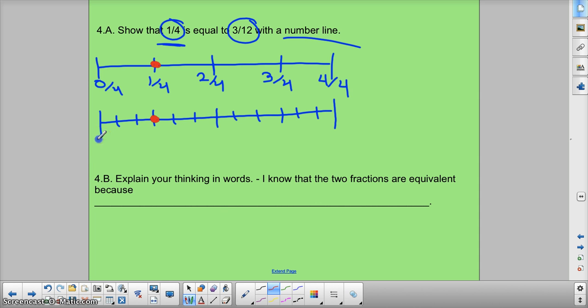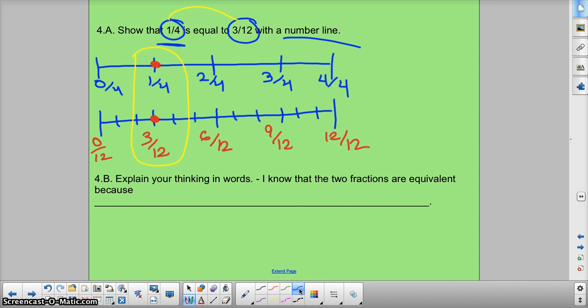So let's do 0/12, 1/12, 2/12, 3/12, 4/12, 5/12, 6/12, 7/12, 8/12, 9/12, 10/12, 11/12, 12/12. Okay, and I wanted to make sure 1/4 is equivalent to 3/12, so here it is. 1/4 is equivalent to 3/12.